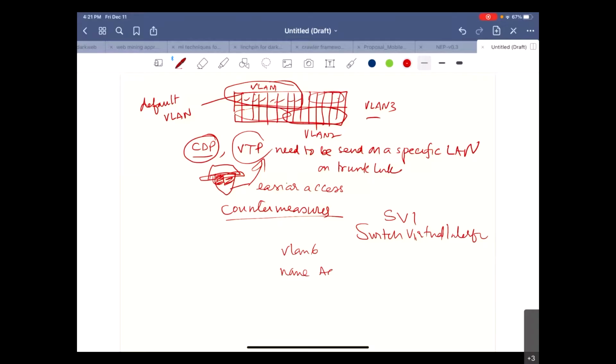If you are not naming the VLAN, whether VLAN 6 is admin or network or a particular group, you will get confused. So always name it this way, out-of-band management VLAN, so that you can easily manage these VLANs and restrict access to it.